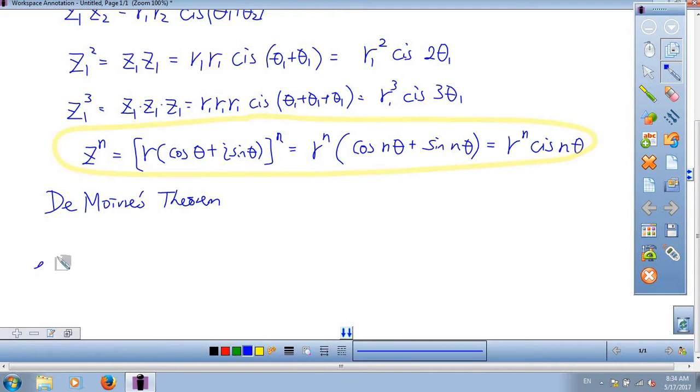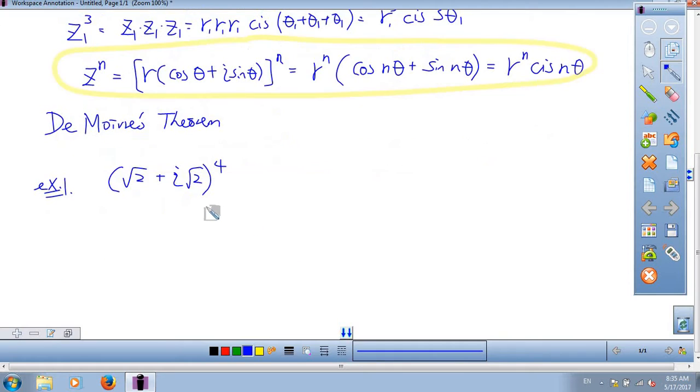Alright, so let's take a look at an example. This is a very straightforward formula. Let's try to find (square root 2 plus i square root 2) to the 4th power. Now, this complex number is in rectangular form. We could do this by multiplying it by itself 4 times, and it's possible if you're good with multiplication and the distributive property. There's no problem, you can do it. But let's not do that using the rectangular form. Let's do this using the polar form, and let's see what happens.